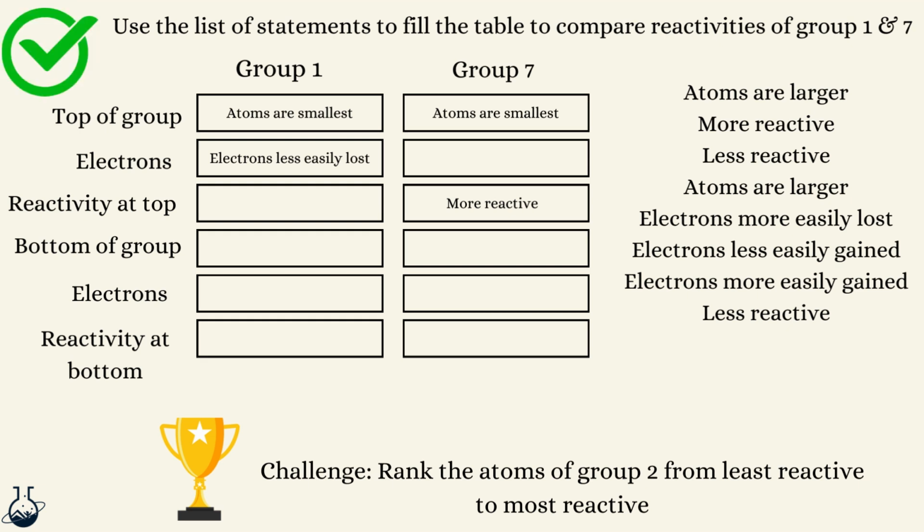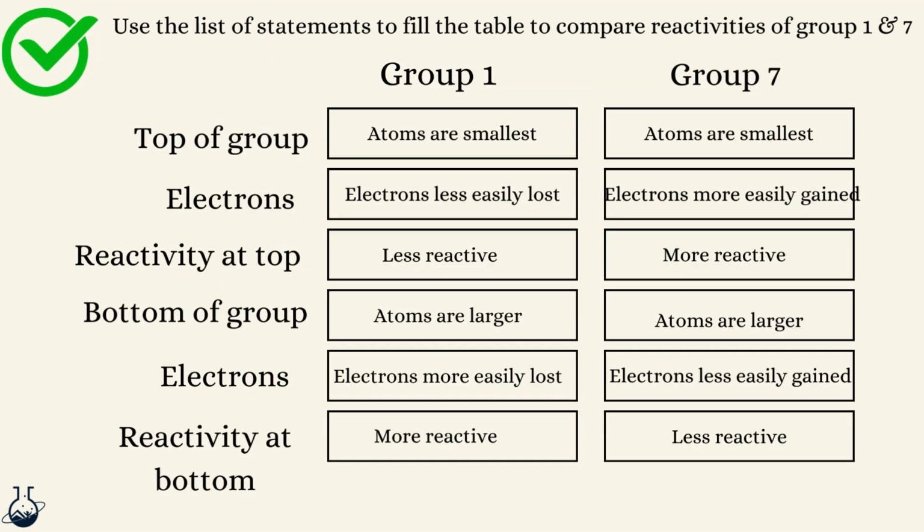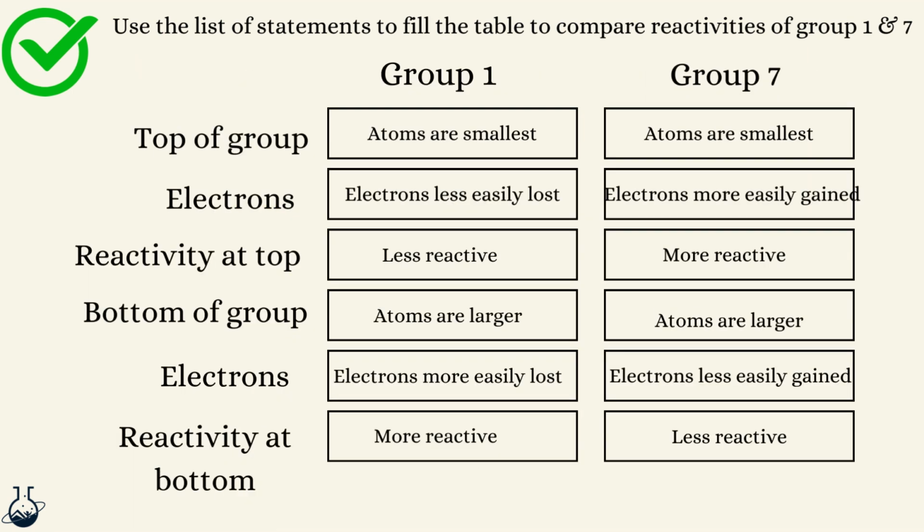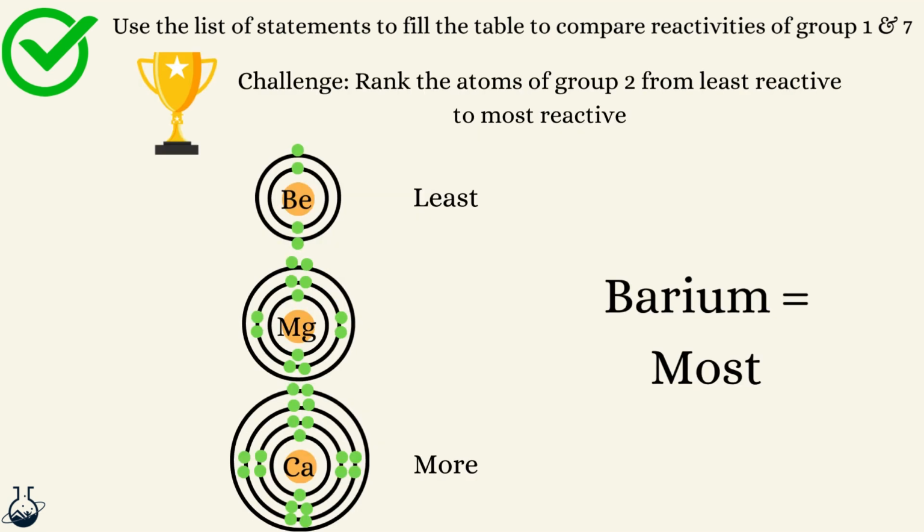Let's have a look at how we got on. So at the top of group 1, atoms are smallest. So electrons are less easily lost and are therefore less reactive. But at the bottom of the group, electrons are more easily lost and so are more reactive, and vice versa for group 7. You can pause the video here if you want more time to check and annotate your answers. If you did the challenge, beryllium is the least reactive, the smallest of the atoms. Calcium is more, and barium is the most, being the largest of these atoms.